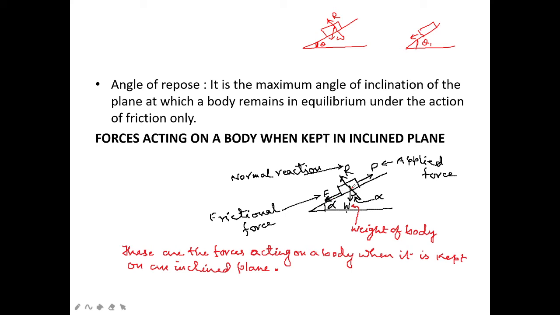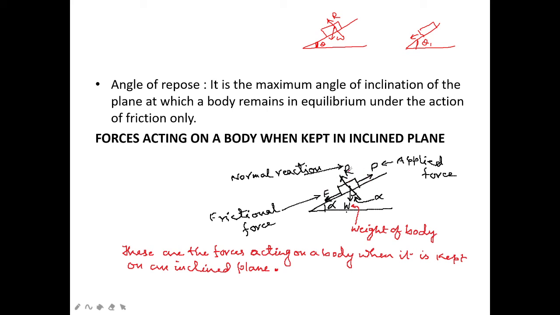Now, the only thing you have to remember is to see in which direction the body is moving. If the force is acting in the direction and the body is also moving upward, then the frictional force will act downward. And if the force is acting upward but the body is moving downward, then again the frictional force will act upward. So that you have to keep in mind while showing the direction of friction.